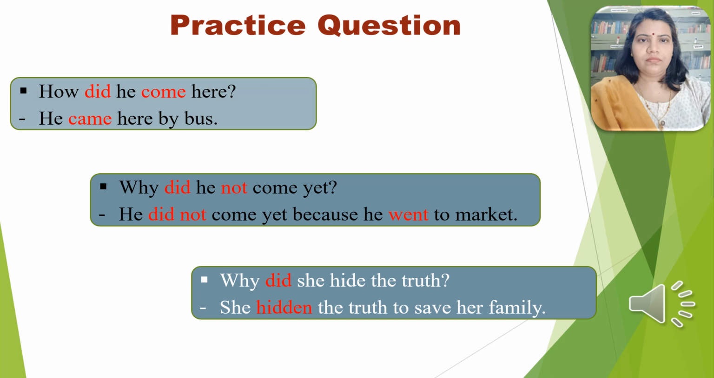Next question is why did she hide the truth? Again, reason is being asked and this question is also in a past form. So we have to use the second form of hide here, and the subject is she. So the answer will be: she hid the truth to save her family.